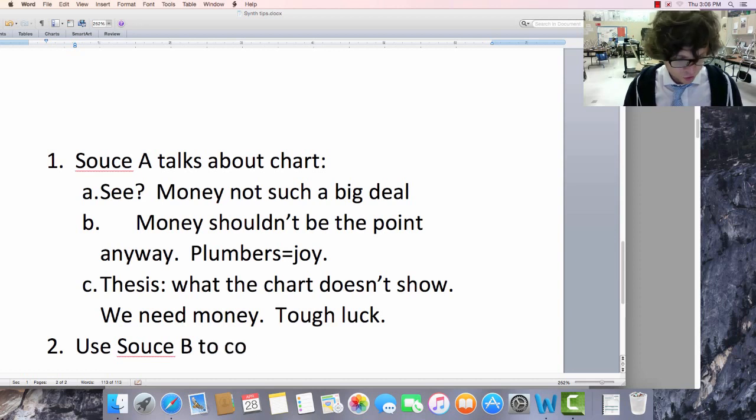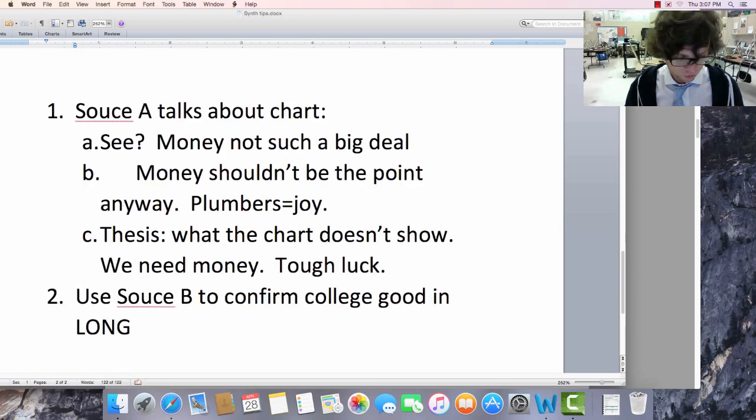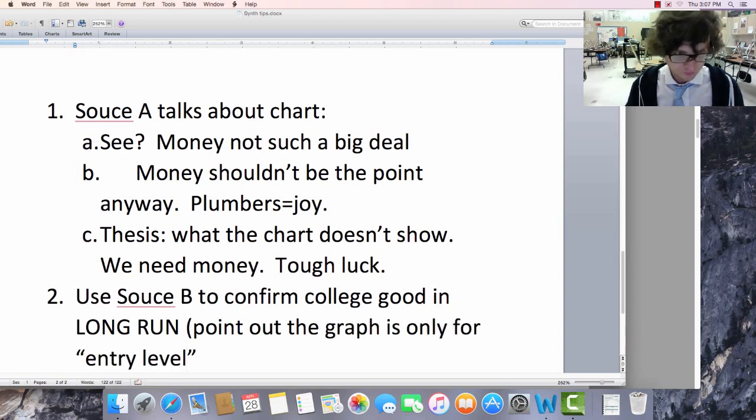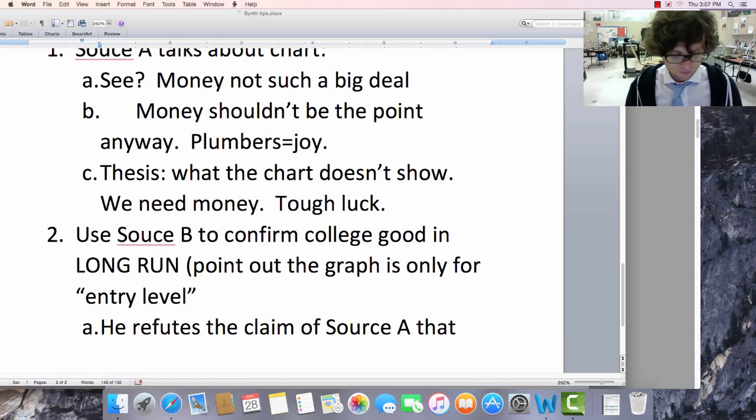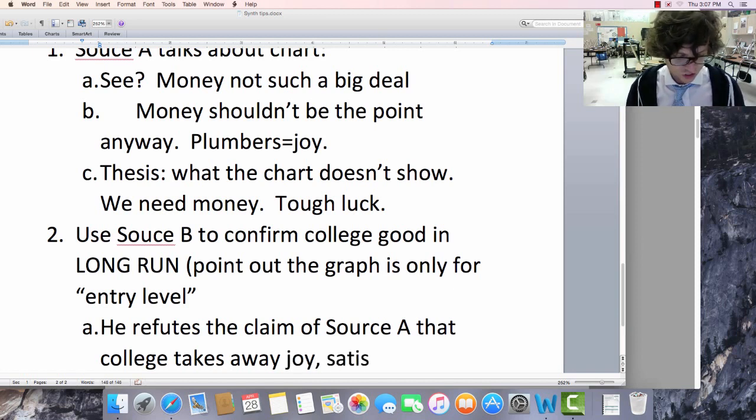source B to confirm college is good in the long run, and then I could point out the graph is only for entry level. But I could also say that he refutes the claim of source A that college takes away joy, satisfaction, etc. So now I've actually got three sources talking to each other all at once.